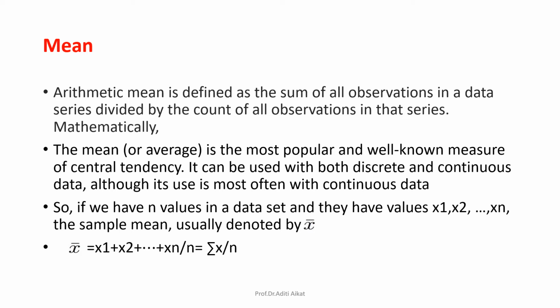So if we have n number of values in a data set and they have the values x1, x2 and so on to xn, then the sample mean will be usually denoted by x bar. And this x bar is nothing but x1 plus x2 plus so on to xn divided by n, where n is the number of observations. So sum of all the observations divided by the number of observations, and it is usually expressed in the form of summation x by n.